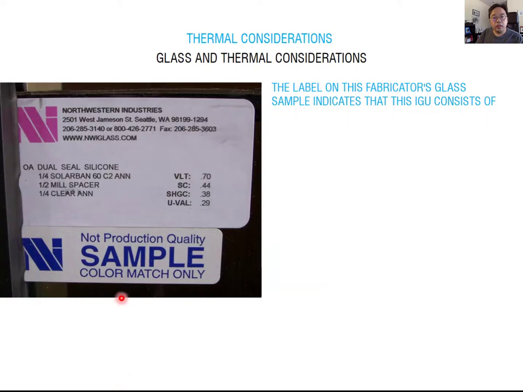So when you find that most glass panels have this label on the surface, how can you read this label? This is the manufacturer information. And then you can see the information here. This is a dual seal silicone, used in the double glazing system with the silicone. And then you can see the first layer of the glass is 1/4 inch Solarban 60 Clear AN, which is annealed glass. And then they have a 1/2 inch spacer between the two glasses. And then it has the 1/4 inch clear annealed glass. So from this information, you can also find the basic performance: the VLT, the visible light transmittance, SC and SHGC, solar heat gain coefficient, and U value. So you can find the proper glazing type for your project from this label.